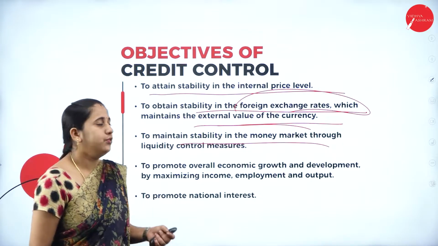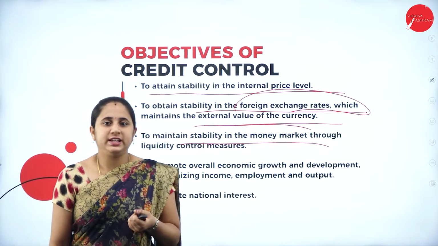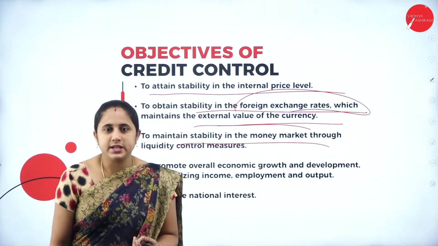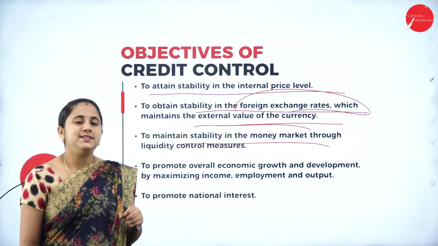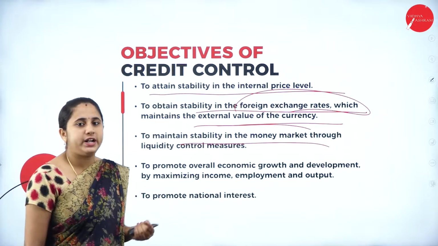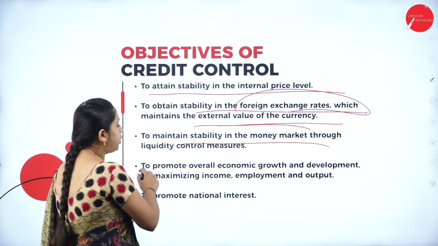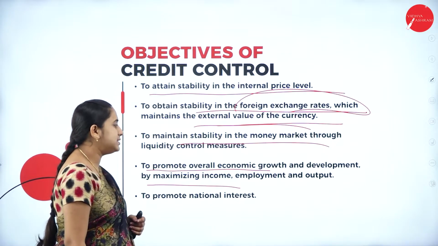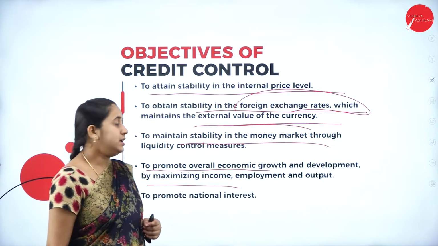So, demand and supply of money. If RBI wants to increase the money circulation, they decrease the interest rate. If they want to control the money circulation, they increase the interest rate. So it affects the liquidity of commercial banks. To promote overall economic growth and development by maximizing income, employment and output.